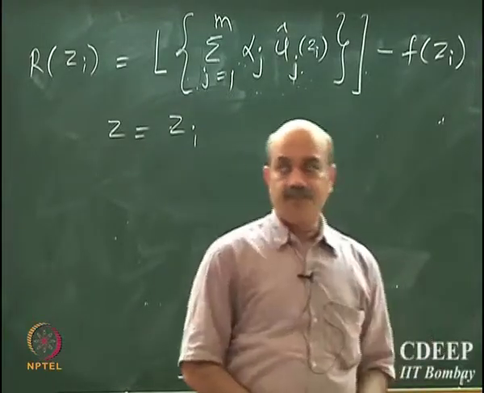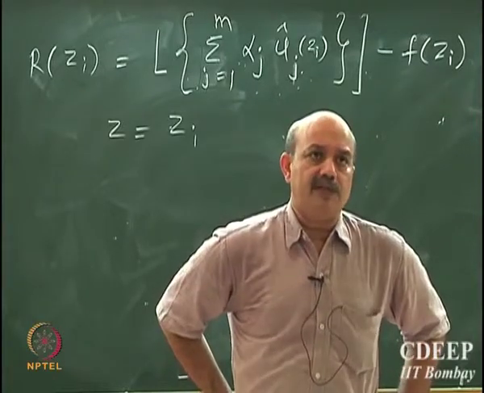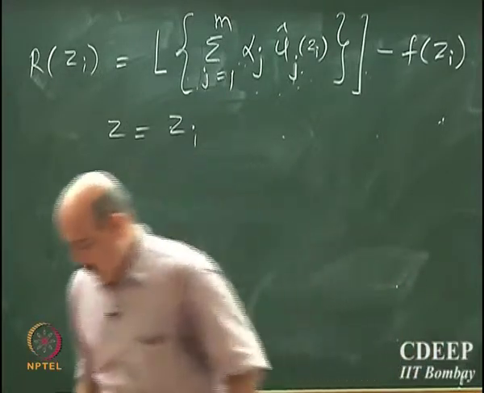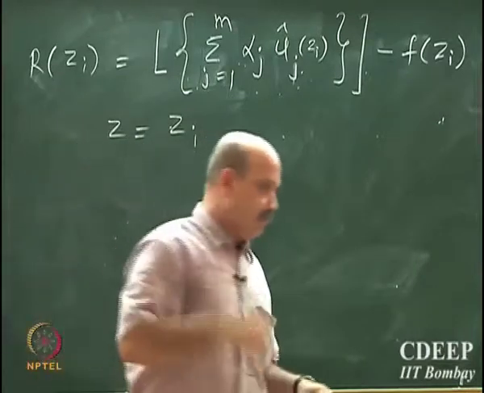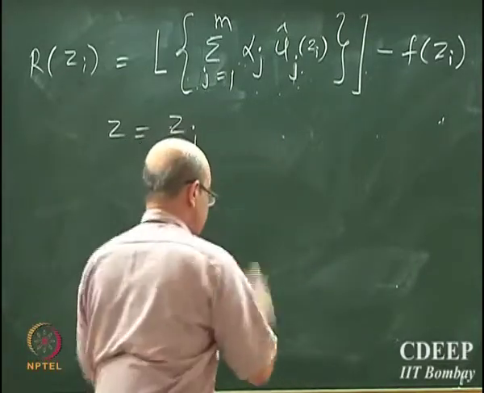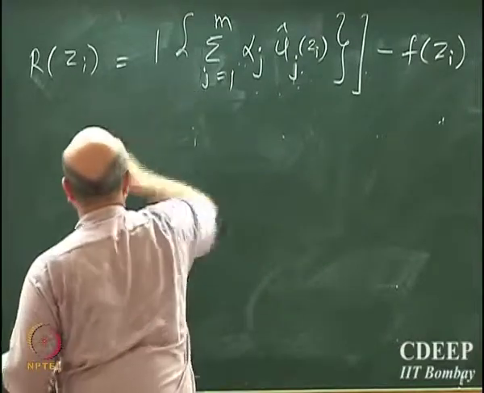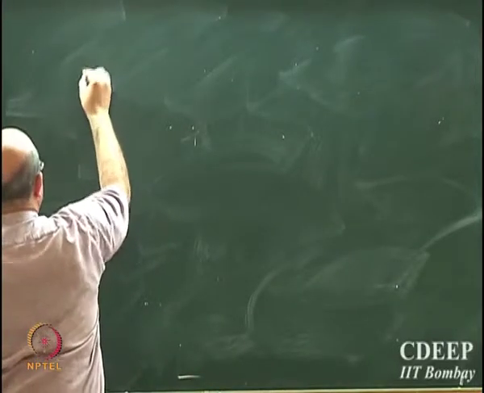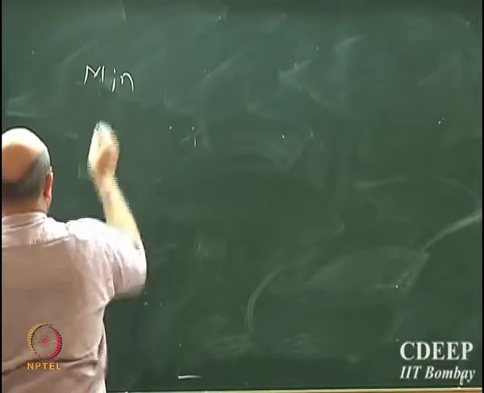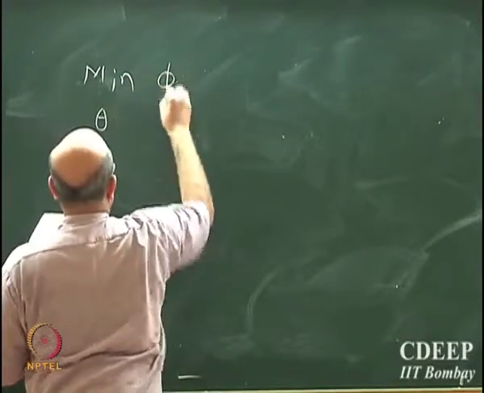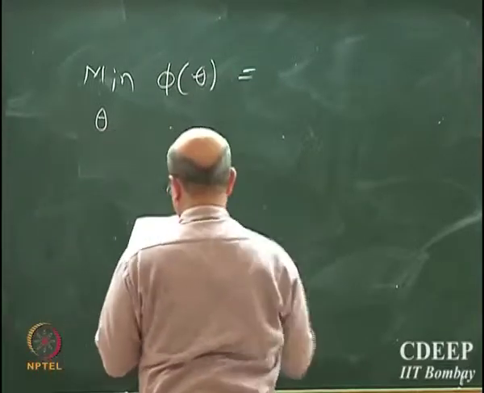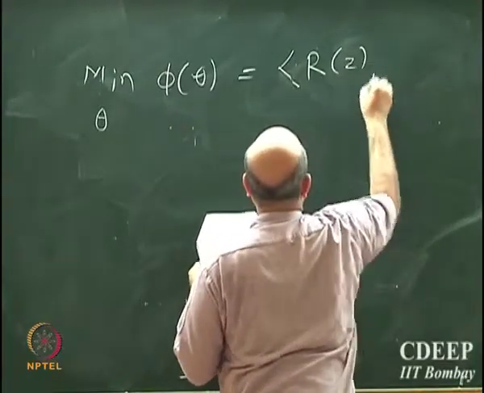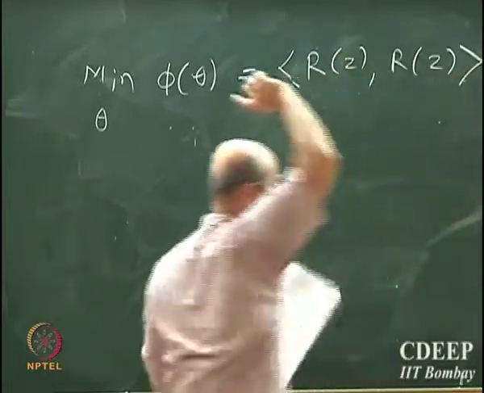Well, do I need the grid points here? I'm not going to go the same way. I'm going to go in the parameter space directly. So what I'm going to do here is, instead of forcing the residual to be 0 at each grid point, I'm going to pose my problem as minimize with respect to theta phi(theta), which is equal to the inner product of R(z), R(z).